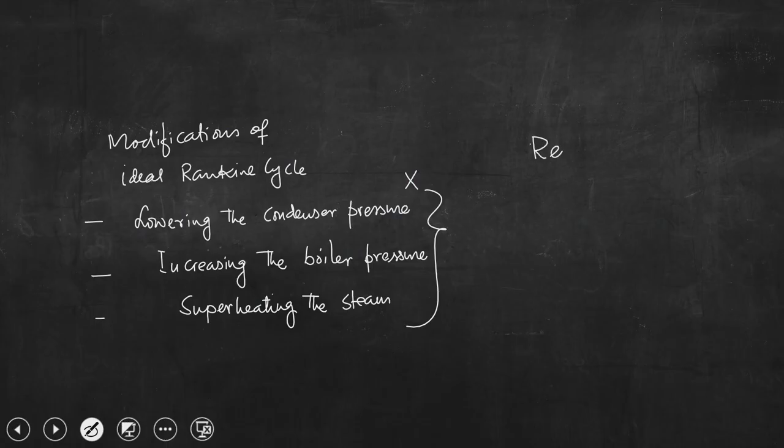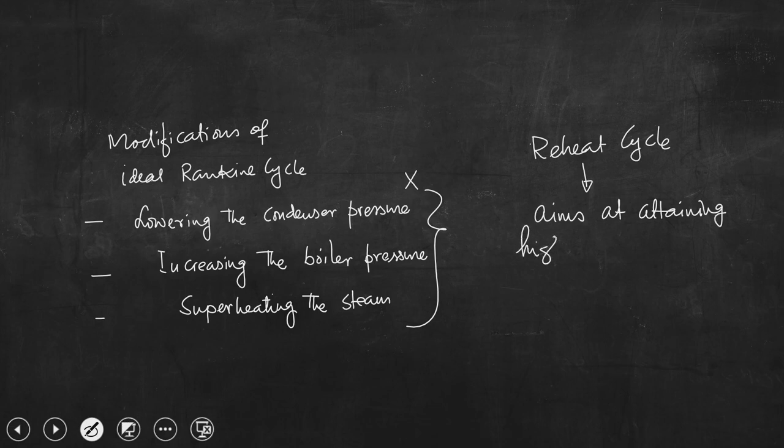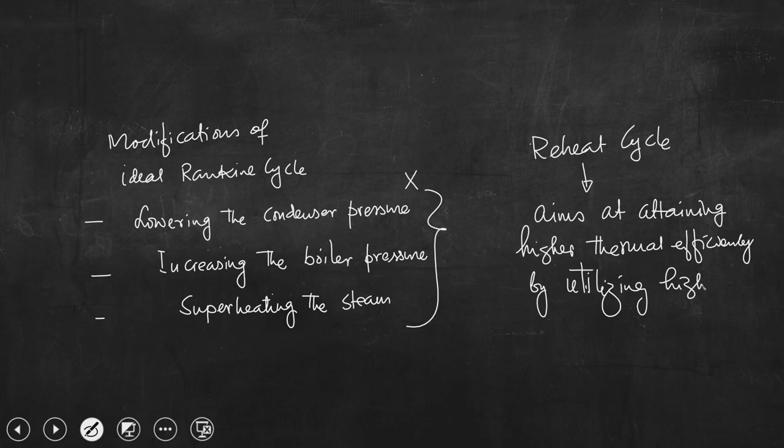If we write reheat cycle, these cycles aim at attaining higher thermal efficiency by utilizing higher boiler pressure and superheating the steam. So, this is all about the reheat cycle.